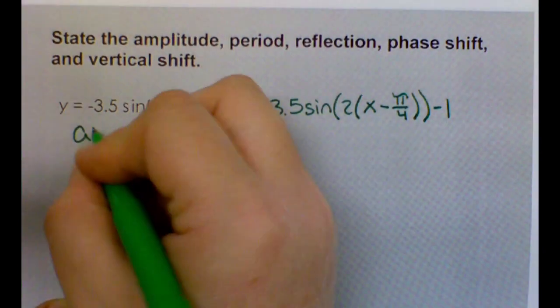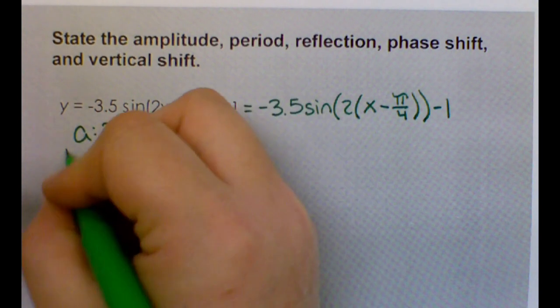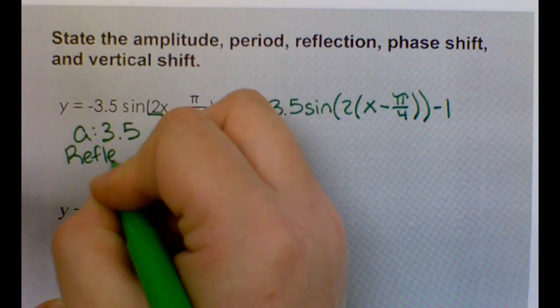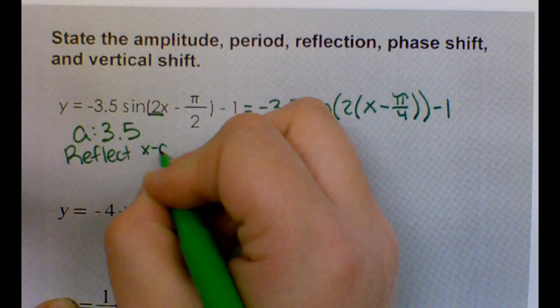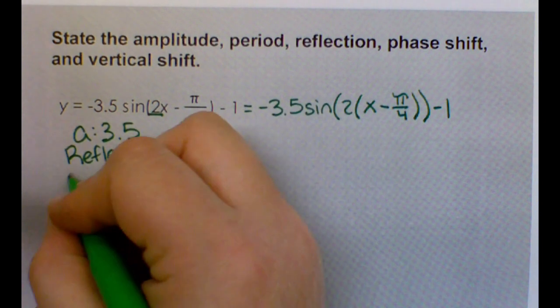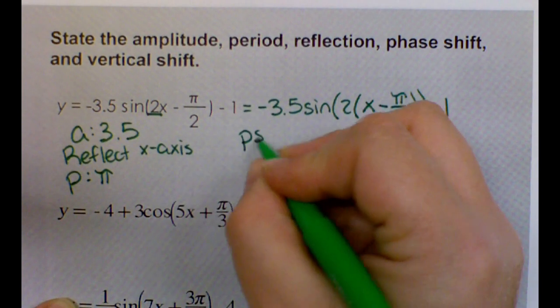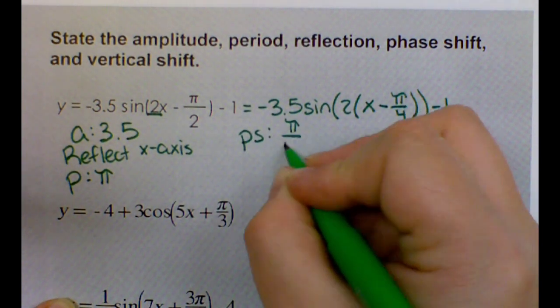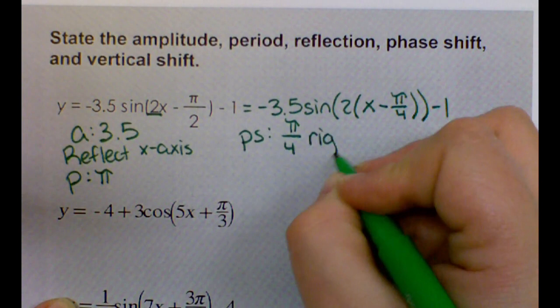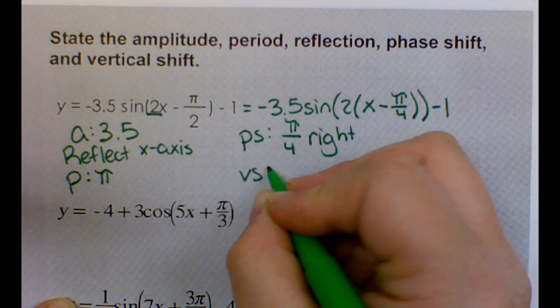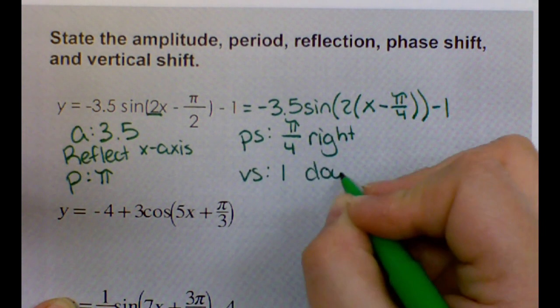So the amplitude is 3.5 with a reflection over the x-axis. The period is 2 pi over 2, which is just pi. The phase shift is pi over 4 to the right. And the vertical shift is 1 down.